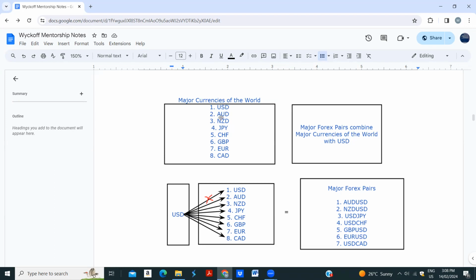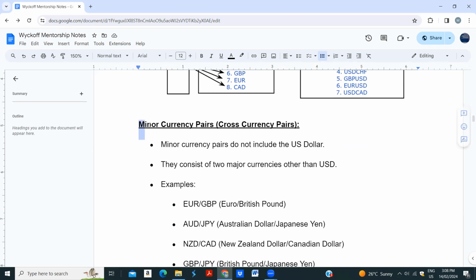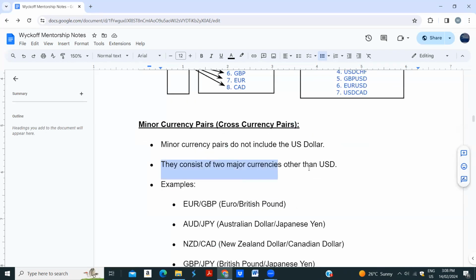For example, Australian dollar when combined with New Zealand dollar, or when combined with CHF, like this and this. So we are going to get a minor currency pair, or a cross currency pair. Minor currency pairs do not include US dollar. They consist of two major currencies, excluding US dollar. US dollar is not involved here.